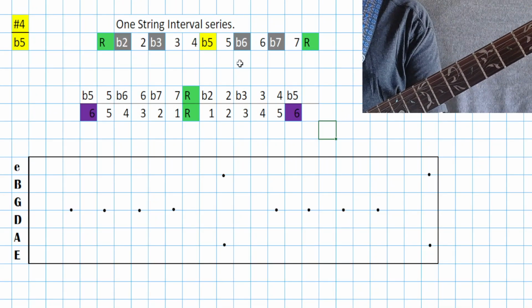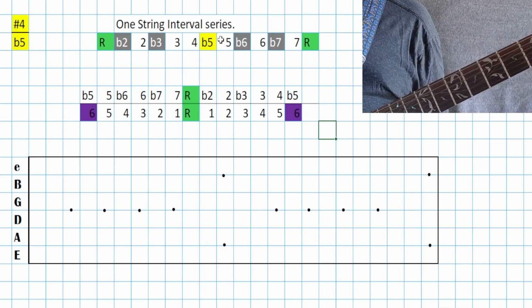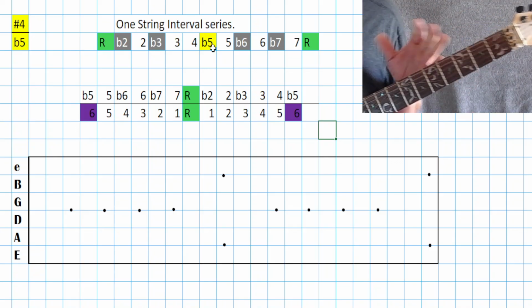Welcome, Mind's Eye Visual Guitar Methods. I was 10 minutes into the last lesson and I had to re-record it, so here we are again. And you guys don't even know that.